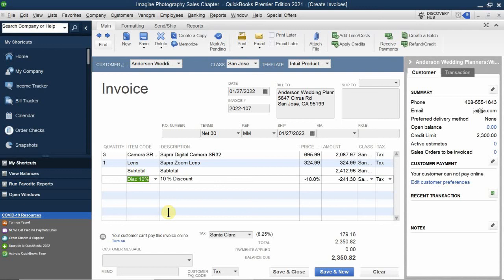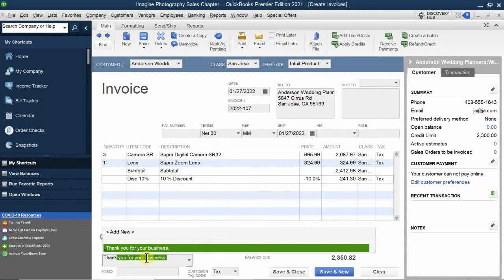And just like on your receipt, tax is charged after the discount, never before. So it's based on your subtotal, then you take the discount, then whatever amount you have from there, you tax at whatever tax it's supposed to be. In this case, they belong to San Jose, so they're going to be taxed at the Santa Clara tax. And that's how it should look. Once again, thank you for your business.